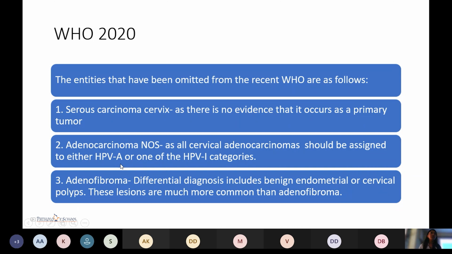This is a rather controversial entity because it mainly has to be reported in a hysterectomy specimen. Its differential diagnosis is benign endometrial or cervical polyp. So there are three conditions that have to be followed: stromal cellularity, then periglandular cuffing, and mitotic activity. There should be absence of these three conditions. Only then could this entity be reported. So it is altogether omitted from this new WHO.